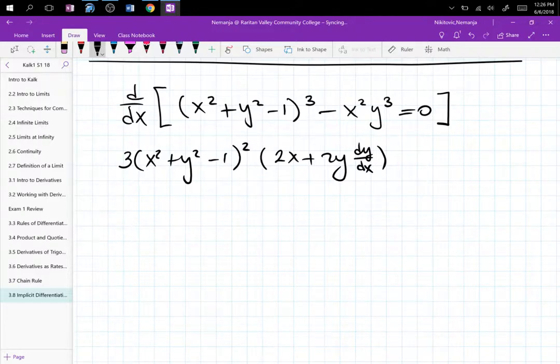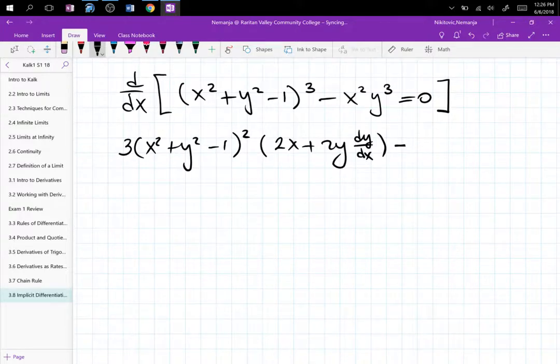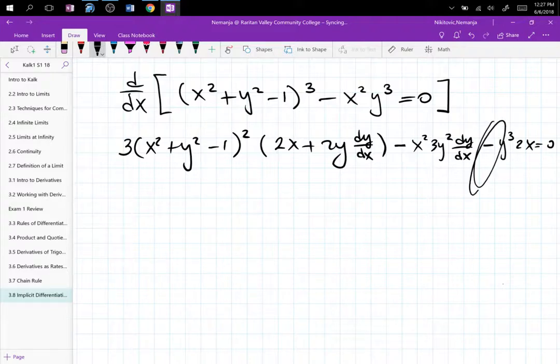So now that's the derivative of the first parenthesis. And now minus, and I have to do the product rule for this one. So copy the first. Derivative of the second is 3y squared dy/dx, because I took the derivative. And then it should be plus, but there is a minus in front, so it's a minus. Copy the second, that's y cubed times 2x, equal to 0. So generally this is where mistakes happen, and then the whole thing goes to hell from there.